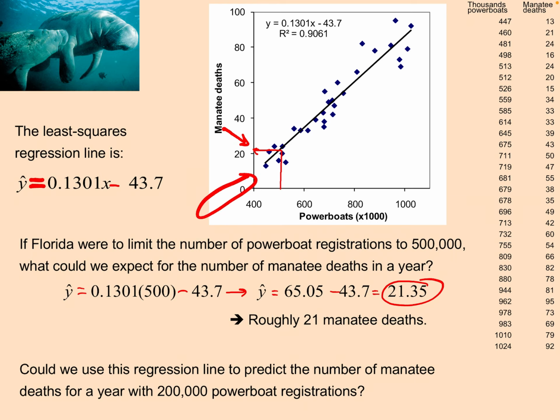Trying to extrapolate down here. In this case, if you did that, extrapolation gives a nonsense prediction of minus 17.7 deaths, because before that regression line hits the y-intercept, it dips below the x-axis, giving you a negative value.